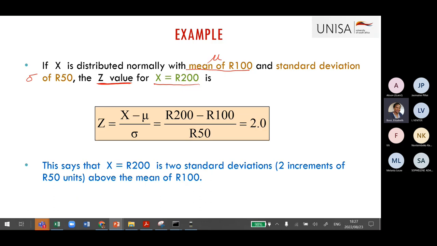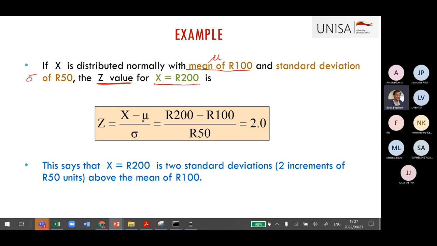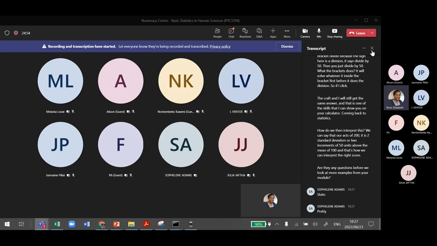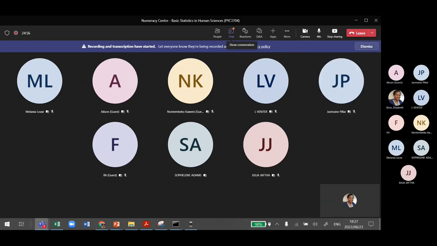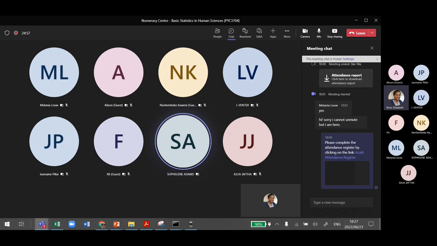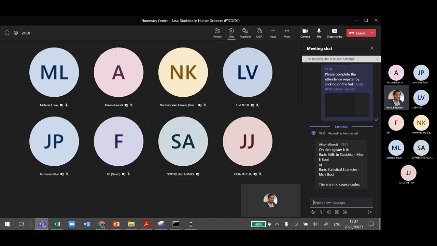Are there any questions before we look at more examples from your module? Remember, I cannot see the chat when I am discussing. So if you have any question, please feel free to raise your hand.